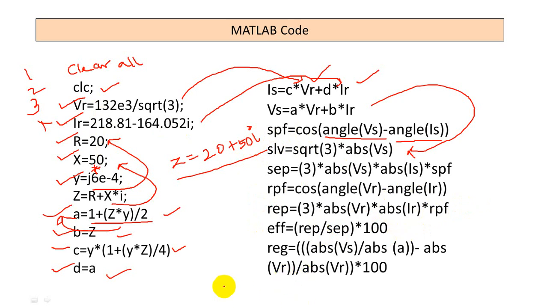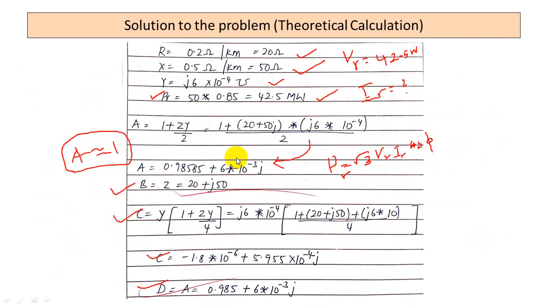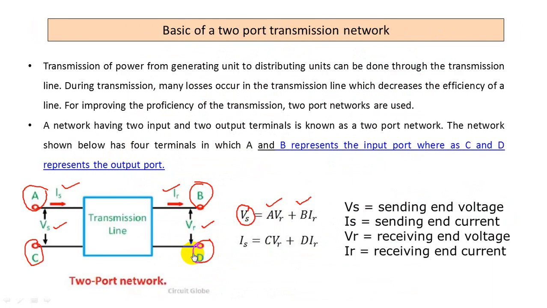Regulation, how do you find it? What is regulation? It is the amount the voltage is regulated from the sending end to the receiving end: Vs minus Vr divided by Vr. Since it is on no load, you always consider the sending end voltage as Vs by A. Why is it A? You have a formula, Vs is equal to A into Vr plus B into IR.